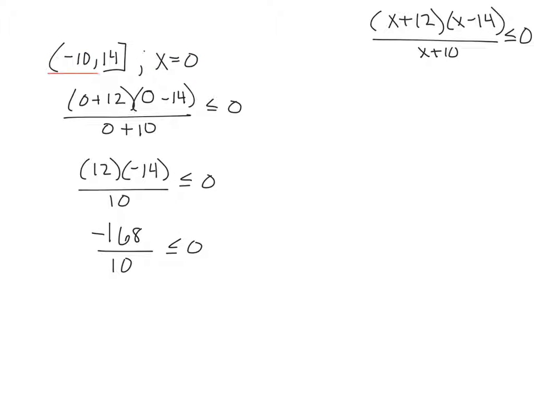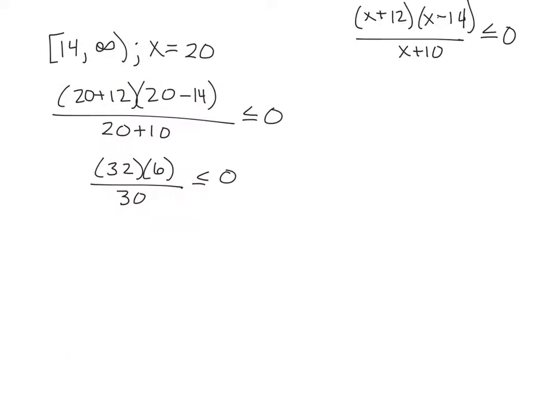Next, we're going to choose the interval negative 10 to 14, and I'll choose x equals 0 as my test value. So I just plugged in a 0 wherever I saw an x in my original inequality. That reduced to 12 times negative 14 divided by 10. 12 times negative 14 is negative 168, and that's divided by 10. When I do that, I get negative 16.8 is less than or equal to 0. Now this is a true statement, so that means that the interval negative 10 to 14 is included in my answer.